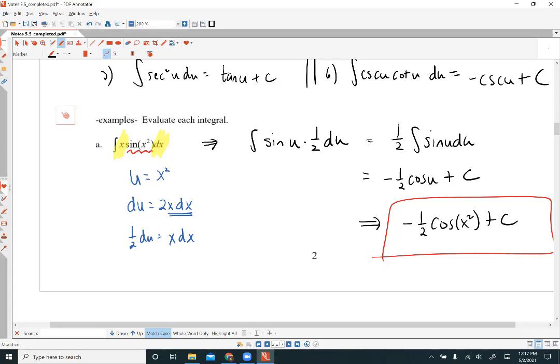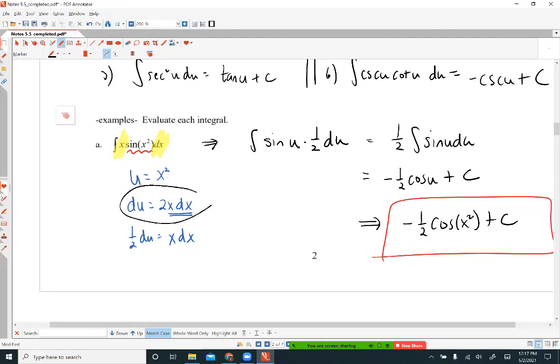We're taking sine of x squared. It's function composition. So we're taking sine of u, where u is equal to x squared. We have to change that dx to du. For du we'll use the chain rule: du is 2x dx.